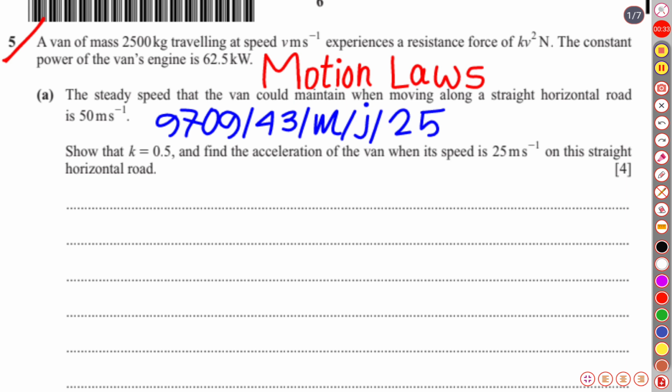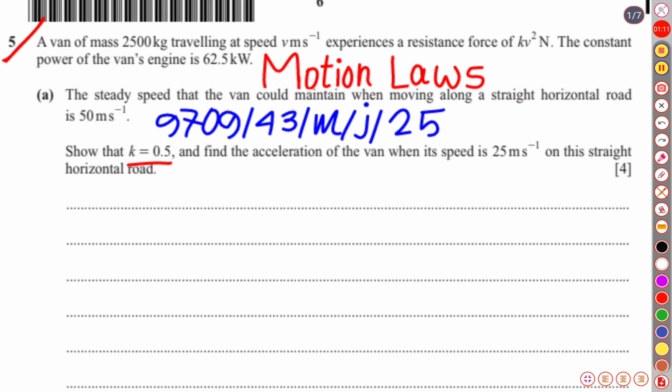Let's read it. A van of mass 2500 kg traveling at speed v meter per second experiences a resistance force of kv squared Newton. The constant power of the van's engine is 62.5 kilowatt. The steady speed that the van can maintain when moving along a straight horizontal road is 50 meter per second. Show that k is equal to 0.5, and find the acceleration of the van when its speed is 25 meter per second on this straight horizontal road.